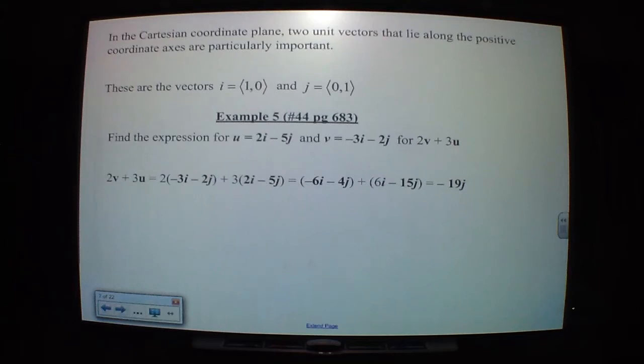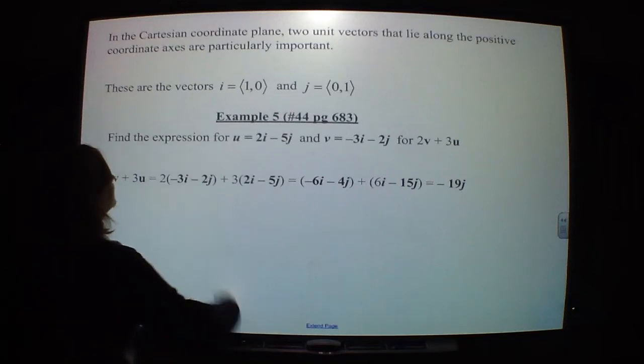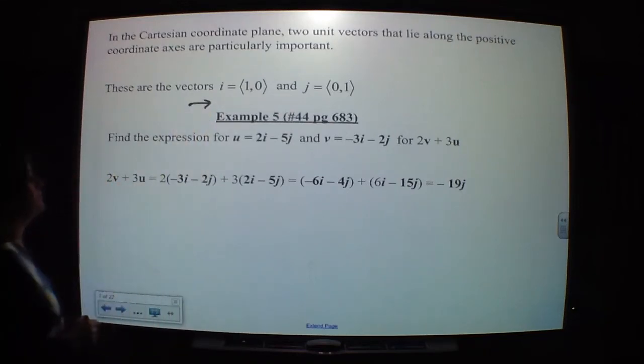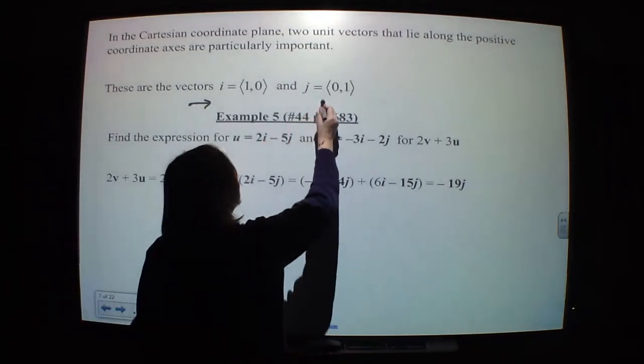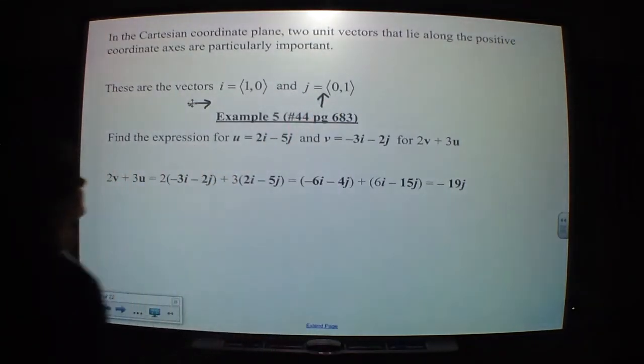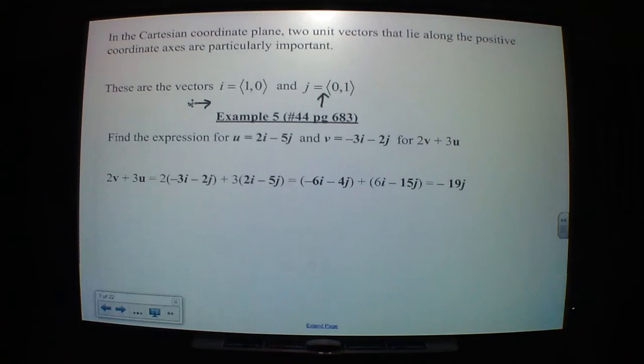Number 7. In the Cartesian coordinate plane, 2 unit vectors that lie along a positive coordinate axis, the axes are important. And these vectors are vector i, which is 1, 0. So that would be that vector. And vector j, which is 0, 1, which would be that vector. Okay? So find the expression for 2v plus 3u, where u is equal to 2i minus 5j, and v is equal to negative 3i minus 2j.